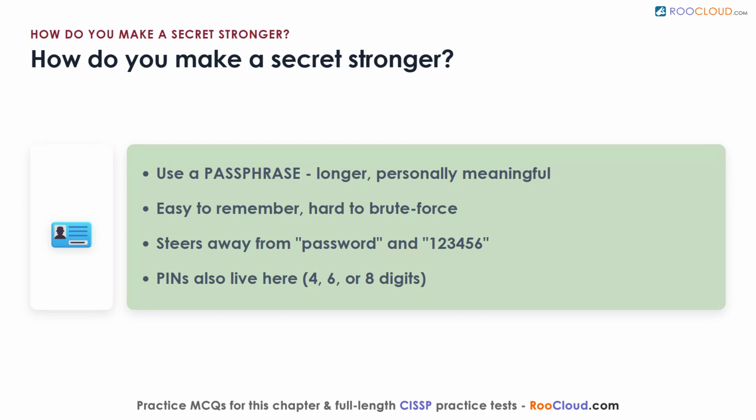run together without spaces if the system rejects them. It is easy to remember yet hard for a brute force tool to crack, and it steers users away from predictable choices like the word password or a simple number run. Personal identification numbers also live in this factor, typically 4, 6, or 8 digits. A passphrase is like a full lyric, only you would think of far tougher than a single word.